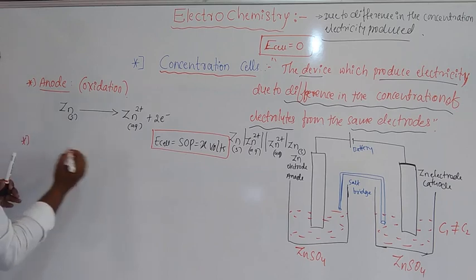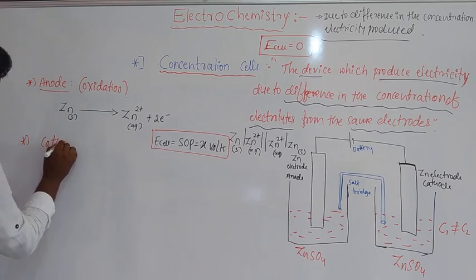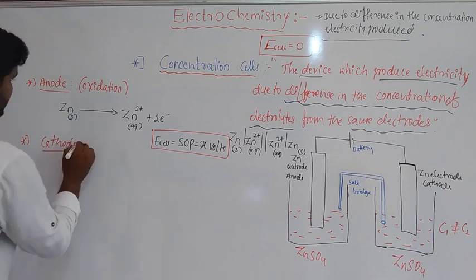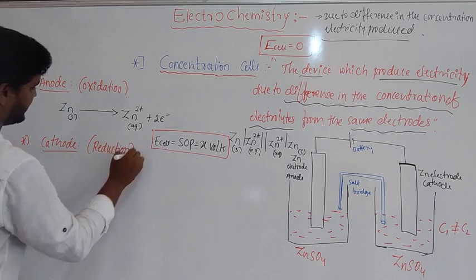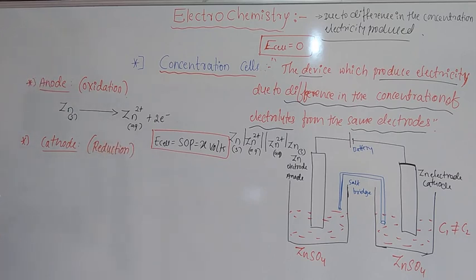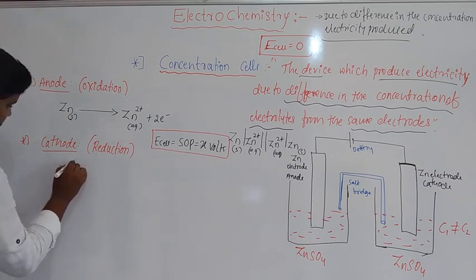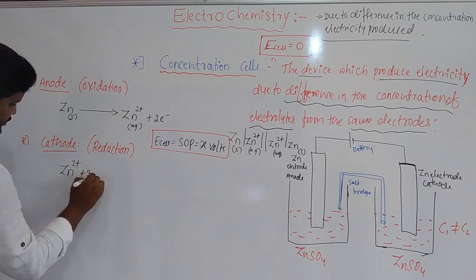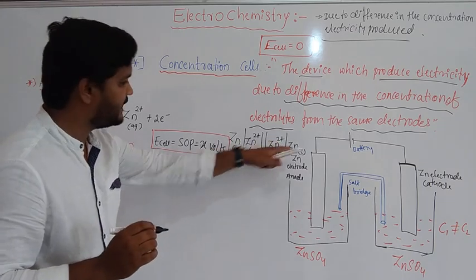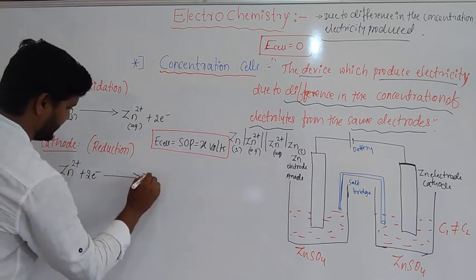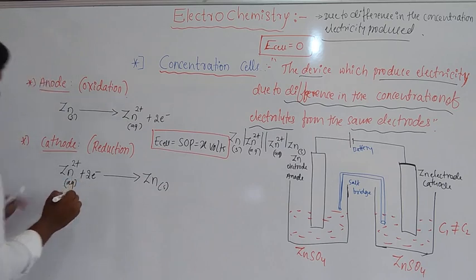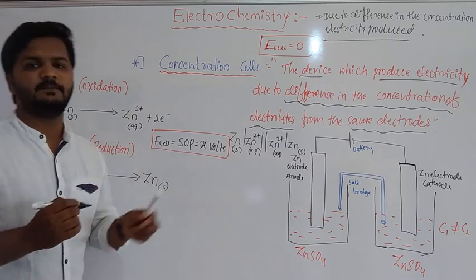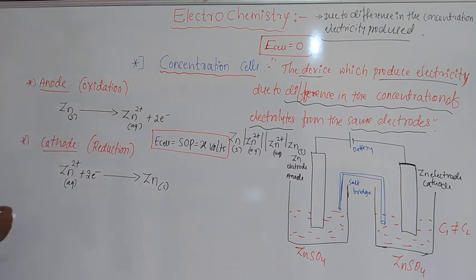First, the anode is completed and next is the cathode. In the cathode, which reaction takes place? In the cathode, the reduction reaction takes place. Then what is the reaction in the cathode? Zn2+ gains 2 electrons and becomes zinc. This is aqueous, this is solid. This is the cathodic reaction.